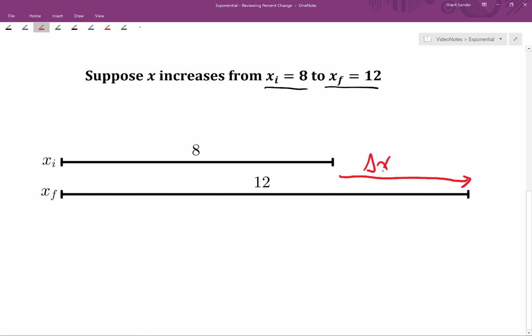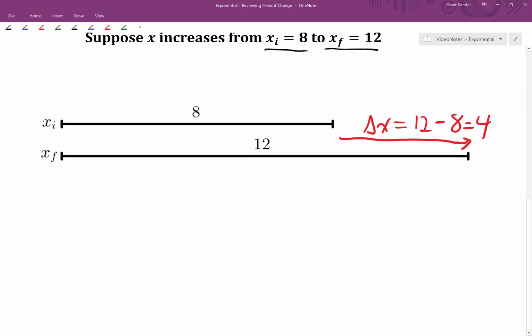And that change in x, delta x, is equal to the final value of x, 12, minus the initial value, 8. And therefore, x changes by 4. So if x increases from 8 to 12, then we can say x changes by 4.